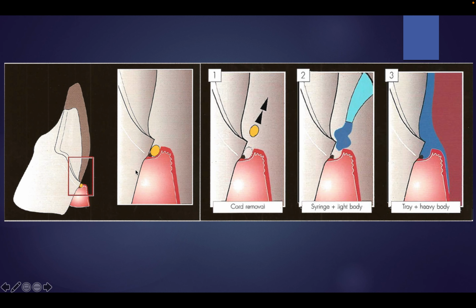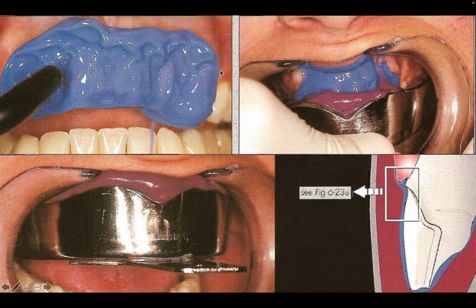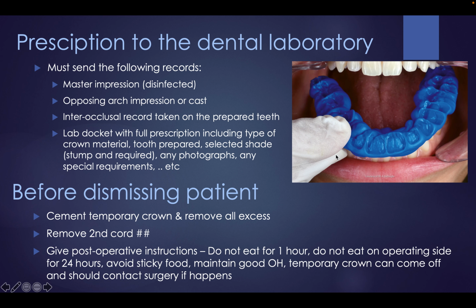So once you remove the first cord, the sulcus is open and dry, so you can effectively place the material. Once it fills this area, this is how you remove the cord, and you introduce the material into the open sulcus after drying it, and then you place your tray with a spacer or with a putty. You put it in for 5 minutes and you remove it.